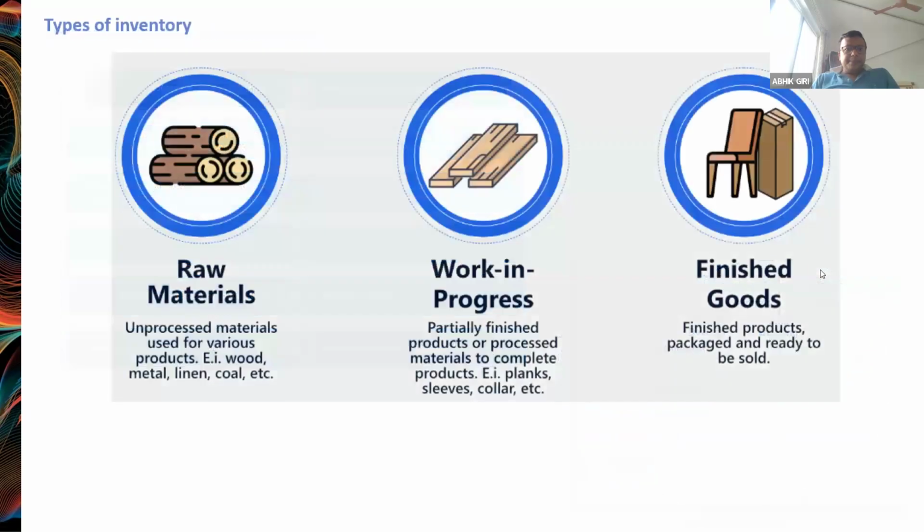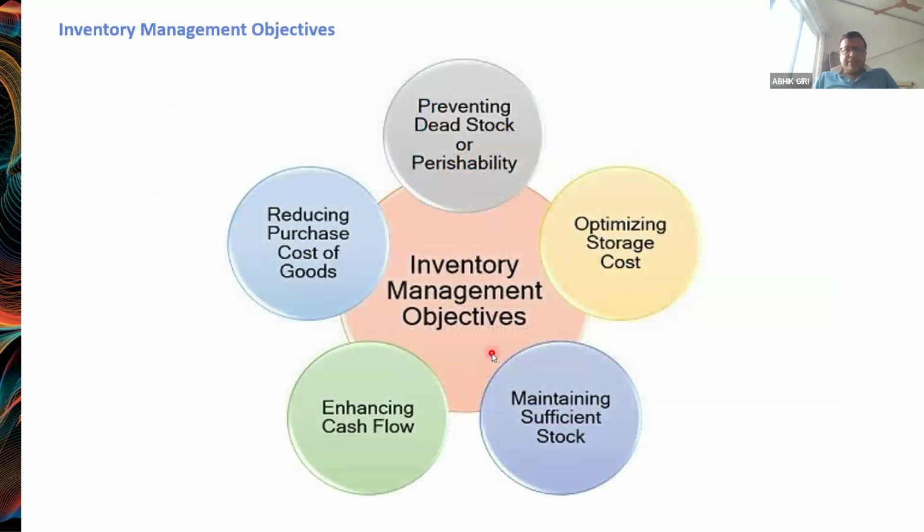Okay. So coming to types of inventory, we have already seen what is raw material and what is finished goods, and the intermediate is work in progress, which is basically partially finished products or processed materials. So what are the objectives in inventory management? We need to prevent dead stock or perishability, so we need to ensure that the materials and finished goods are sold before they perish. We need to optimize the storage cost because we will always have a certain limited storage, and we need to confine ourselves within that storage capacity.